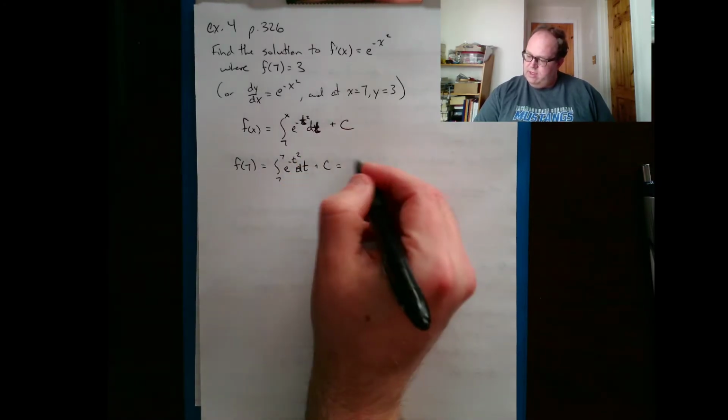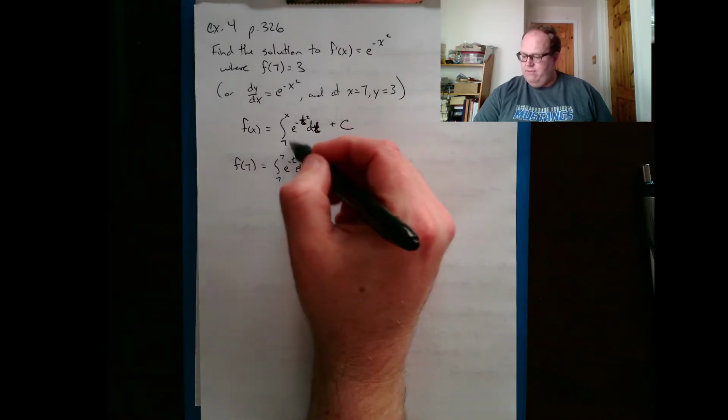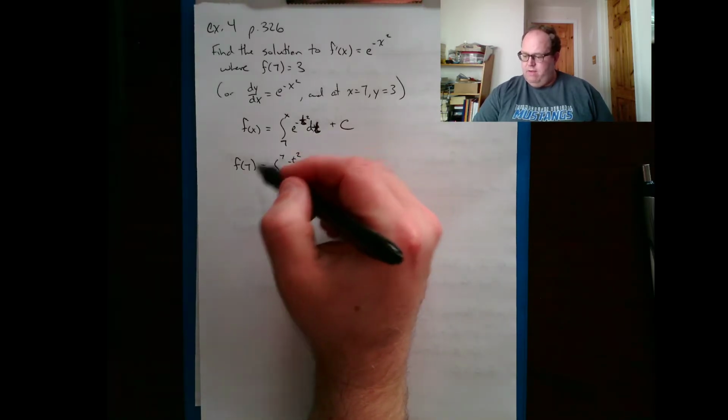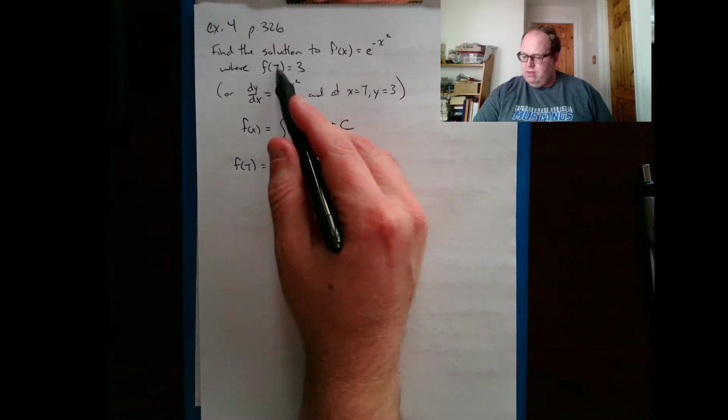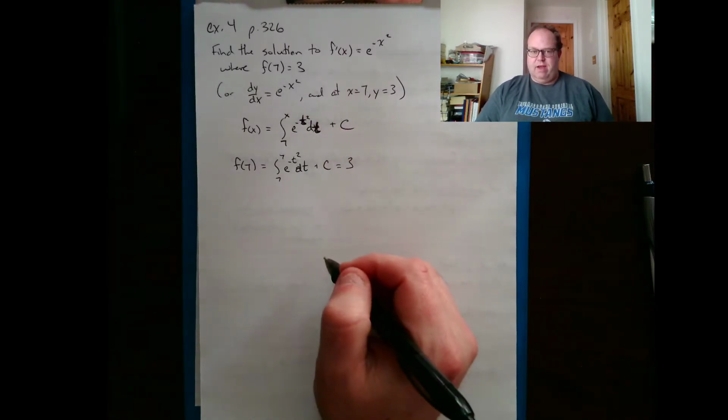And the whole thing has to equal 3. But if I take an integral from 7 to 7, that's just going to go to 0. That's why I chose 7 for the lower limit here, because when I filled in the definite value of x that I was given in my statement, the integral will go to 0 and I'm left with the value for the constant.